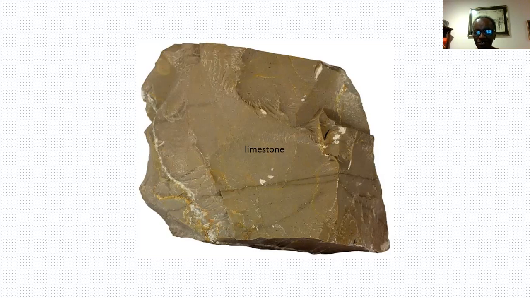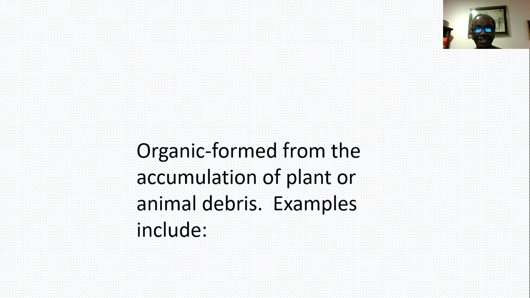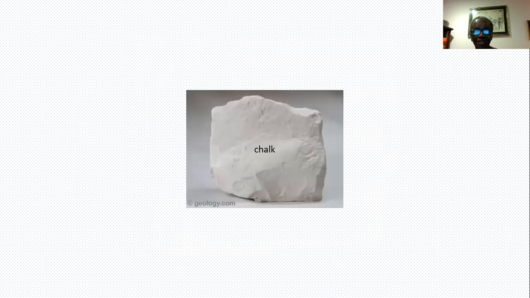Every limestone is not a chemical limestone. Some limestone would be formed from the remains of organic material, and you're going to see an example in the coming up slides. All right, if it's organic and it's a sedimentary rock, it is formed from the accumulation of plant or animal debris. Chalk is an example of one because chalk happens to be made up of the microscopic shells of organisms.